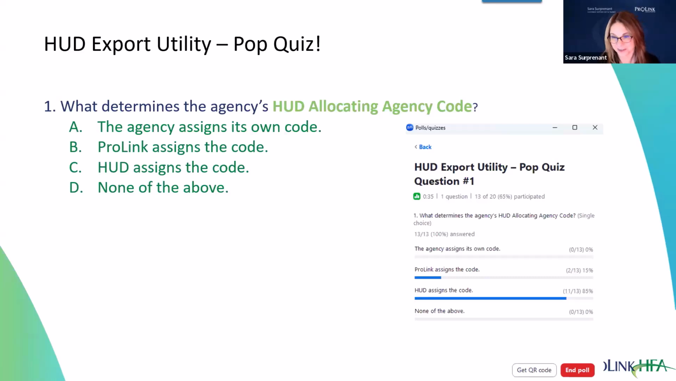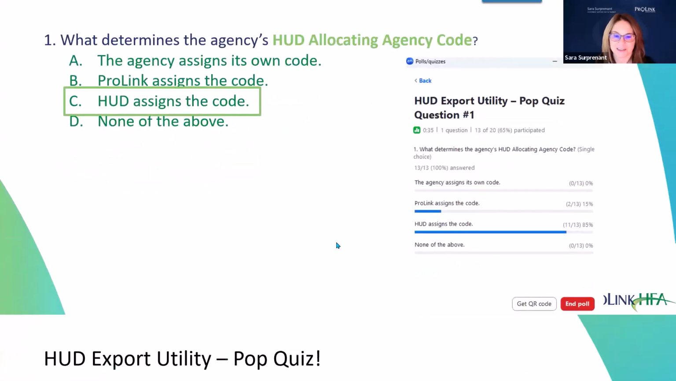HUD does assign the code. Correct. Thank you, everybody, for answering. That's a code that HUD assigns. ProLink will enter the code for you, but we don't assign the code. We would go out and look at the HUD website that provides those codes that we have stored away somewhere. So that's where those come from. If we assigned the codes, they would be more fun, but we don't. So that's the answer to that pop quiz.